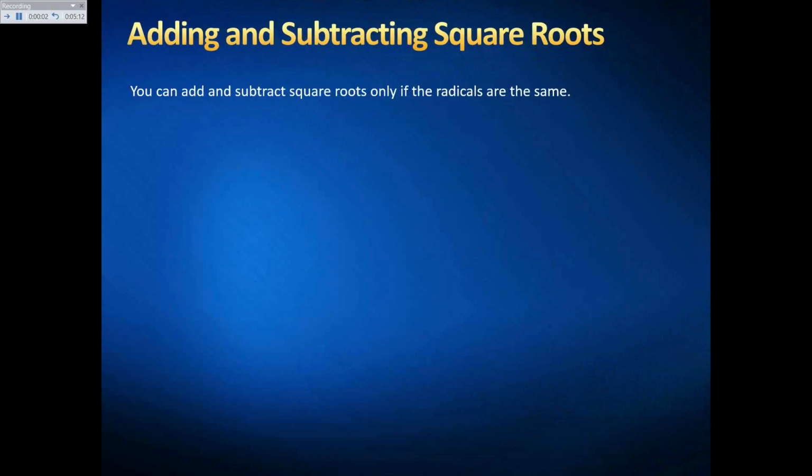Now, when we are adding and subtracting square roots, we have certain things that we want to do. You can add and subtract square roots only if the radicals are the same. So we have 3 times the square root of 3 plus 4 times the square root of 3. Well, we can do that because we can add 3 plus 4, and that would be 7, but we're not going to change the radical. So we've got 3 plus 4, still times the square root of 3, and of course that equals 7 times the square root of 3.